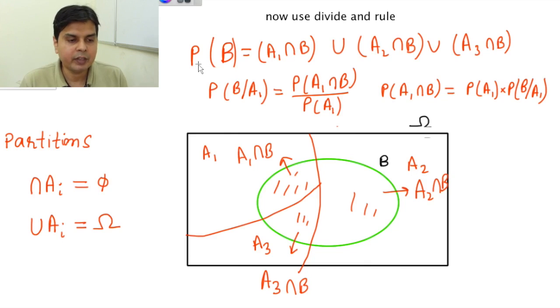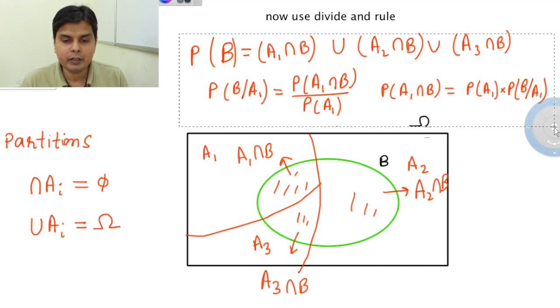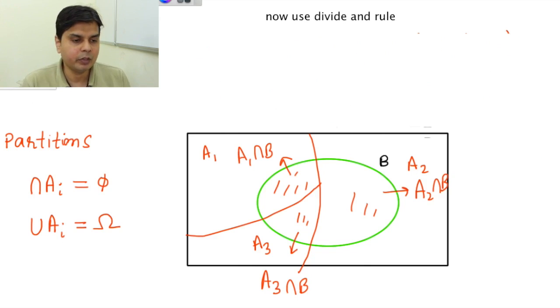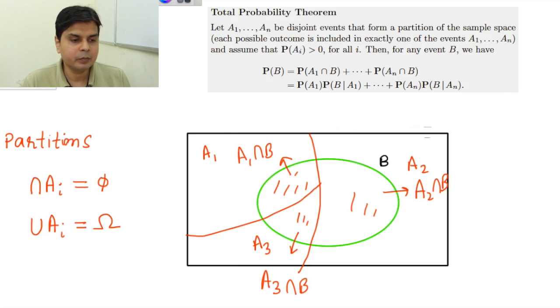So whatever I have derived and told you is exactly the same thing that is given by a theorem called the theorem of total probability. So let's see that theorem. That theorem says, let A1, A2, An be disjoint events. That's why they are partitioned. Disjoint events that form a partition of the sample space. That is, each possible outcome is included in exactly one of the events A1 to An.